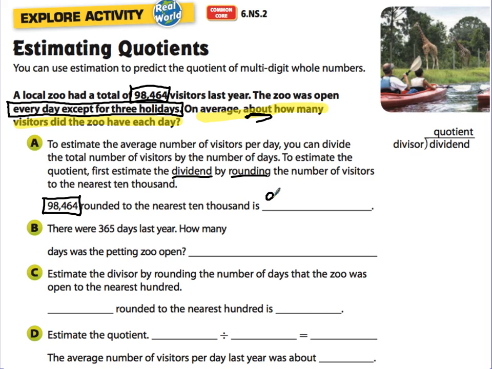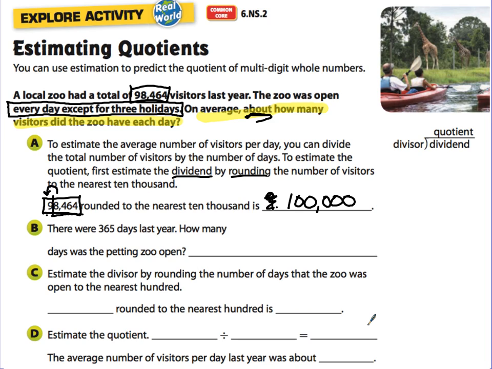So the nearest 10,000 would be the 9, and then the 8 and everything after it goes in the box. The 8 tells the 9 to round up. So it rounds up to a 10, which means it is 100,000. Okay, so we rounded and we have the 98,000 is rounded to 100,000 people.